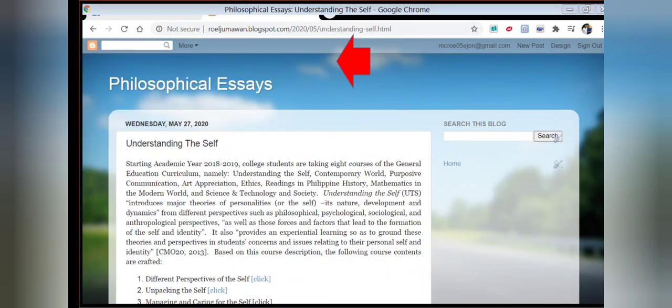Please take note that the guidelines of complying the outputs are found in the blog page. All you have to do is to press or open the link I posted in the chat box in MS Teams.